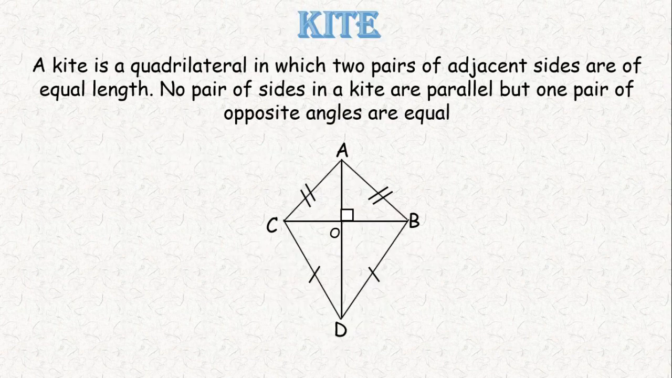Next, kite. This is a different quadrilateral other than rhombus. Here a kite is a quadrilateral in which 2 pairs of adjacent sides are of equal length. No pair of sides in a kite are parallel, but one pair of opposite angles are equal, that's here angle C and angle B are equal. It has one pair of opposite angles which are equal, that's kite.